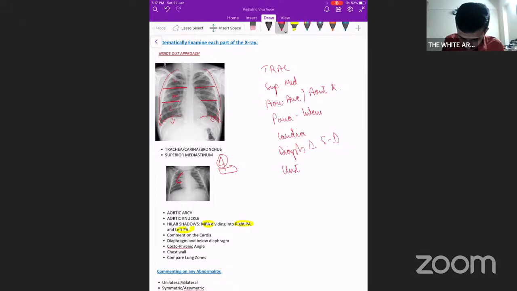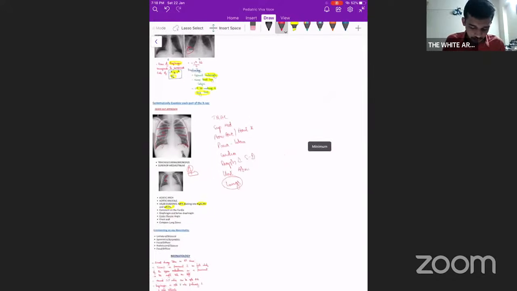chest wall abnormalities, and finally the lungs. Divide into 3 zones and compare each zone. Okay, left and right. So that is how we systematically examine each part of the X-ray.